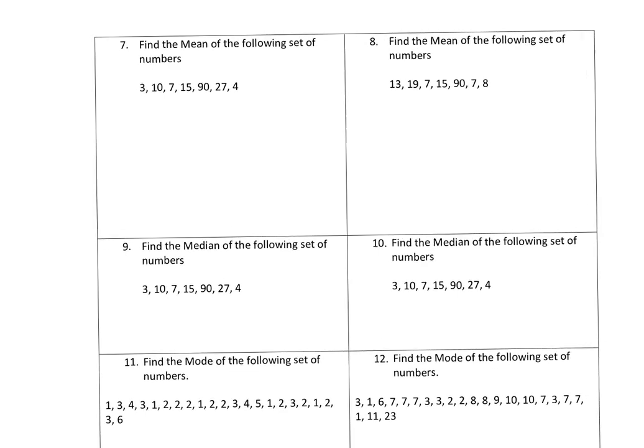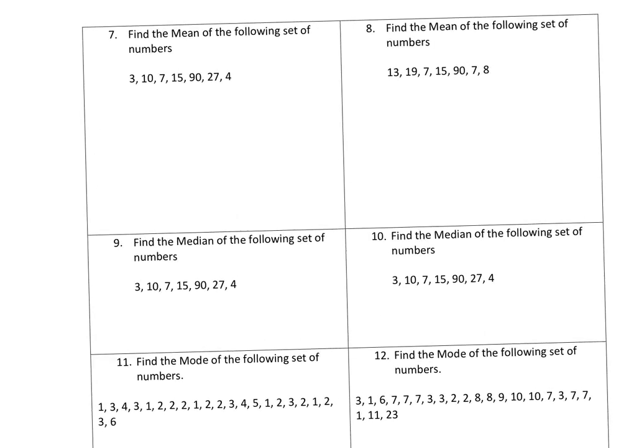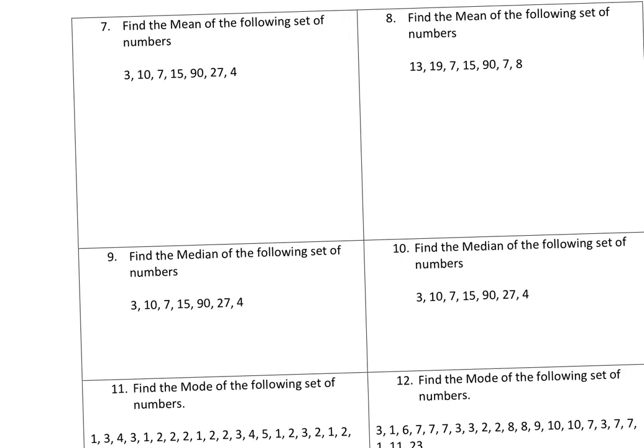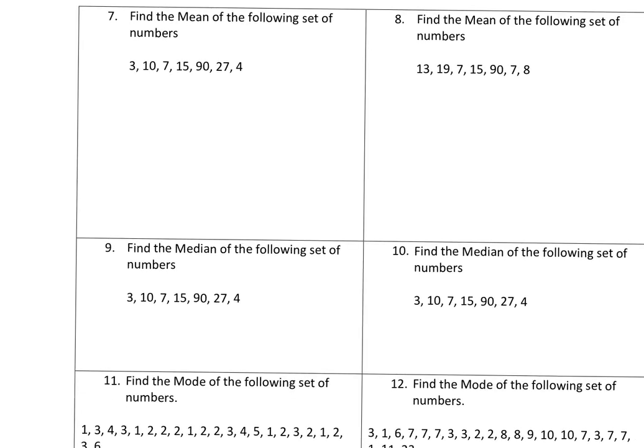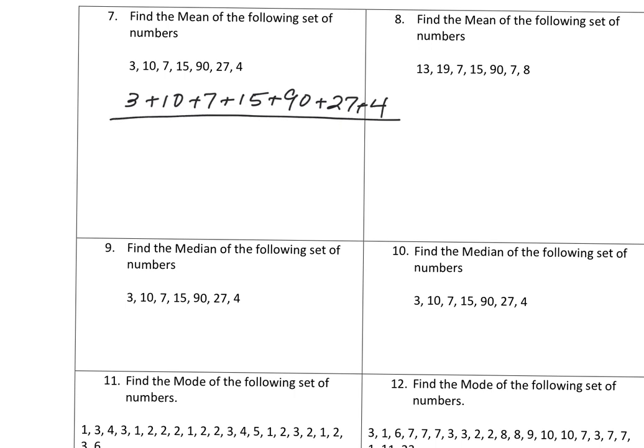This goes on to the statistics part, talking about mean, median, mode, and range. The first part, mean. How do you find the mean? All you have to do is add the numbers up and then divide by how many numbers you have. So this will be 3 plus 10 plus 7 plus 15 plus 90 plus 27 and then plus 4. And then I divide it by how many numbers I have. So I have 1, 2, 3, 4, 5, 6, 7. So I'm going to divide by 7.